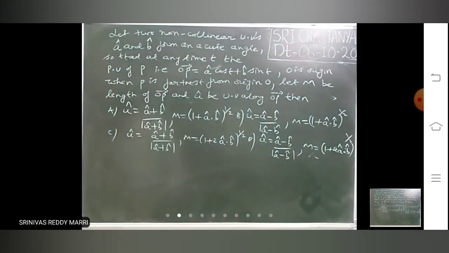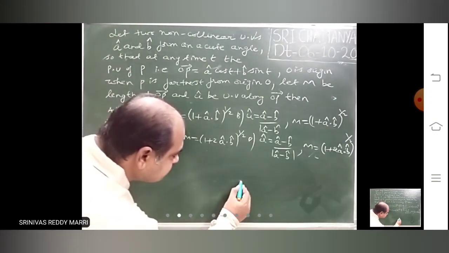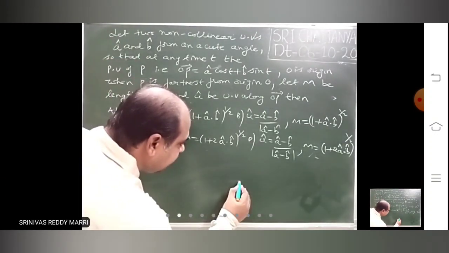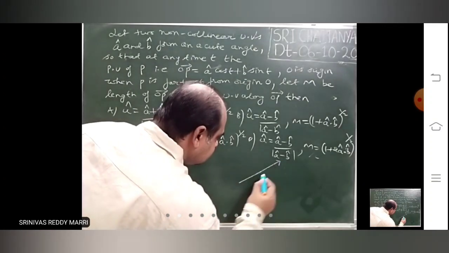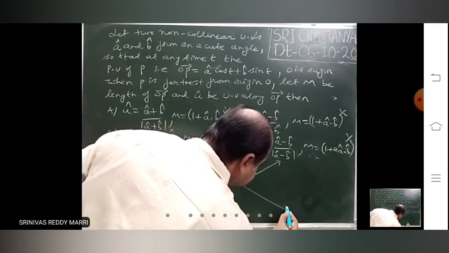Look at the problem, what he is telling. There are two non-collinear unit vectors which form an acute angle like this. So let us say A cap, B cap are like this, unit vectors.